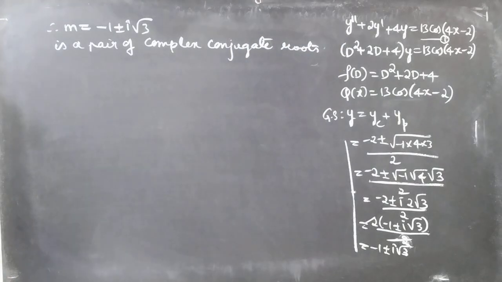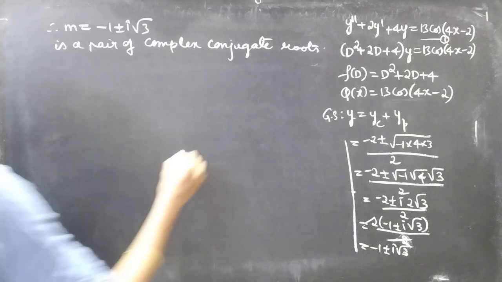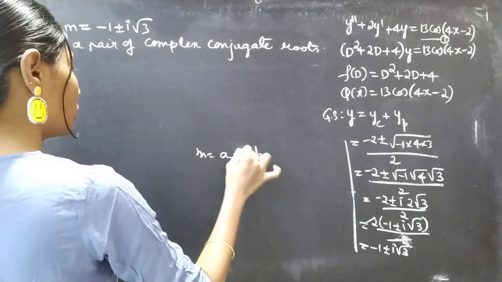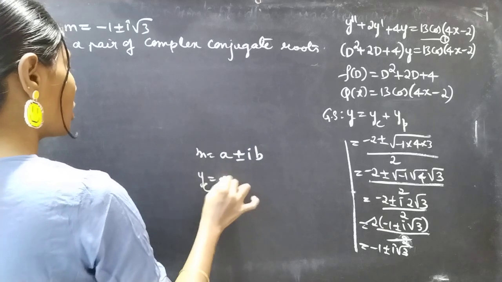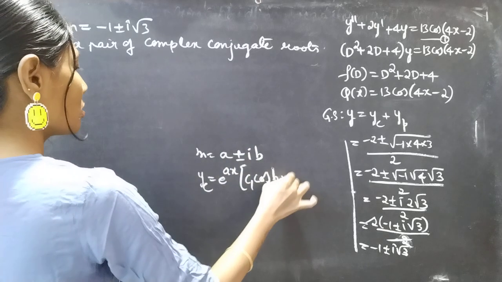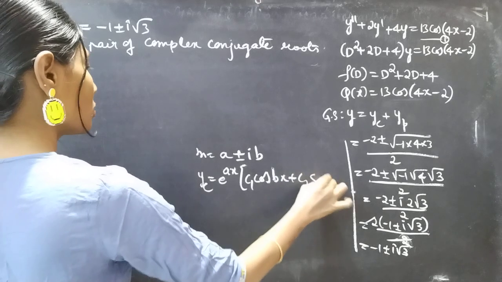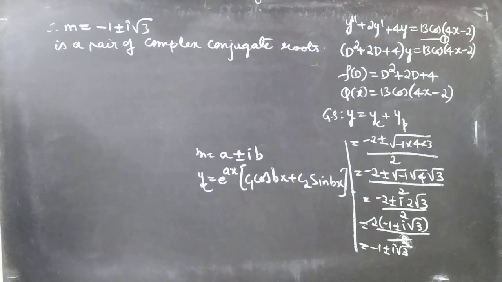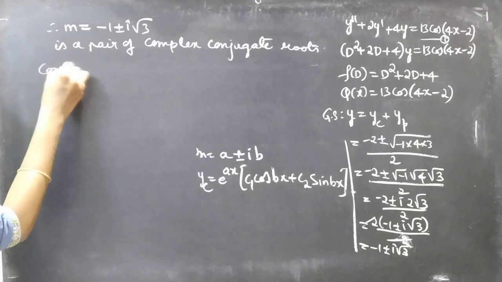Right? Fine. We know that when m equal to a plus or minus ib, then yc looks like e power ax into one constant into cos bx plus another constant into sin bx, right? Let's write our complementary function using this formula.